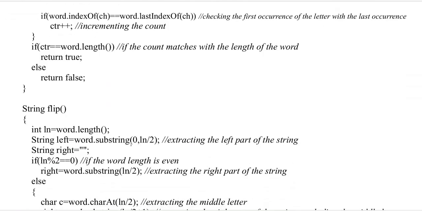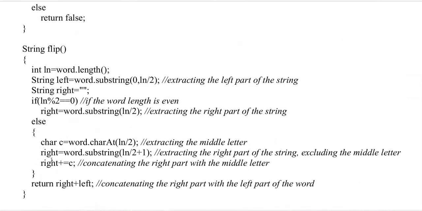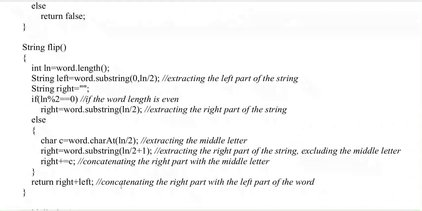Flip word: I'm first extracting the letters, the left hand side letters extracted. Now I'm first getting the length. If the length is even, just the right word you have to find out and replace them. Otherwise you have to find the middle letter. Okay, so I'm extracting the middle letter with this one. Char C equals word dot charAt. Right word, right plus C plus left, return left plus right.